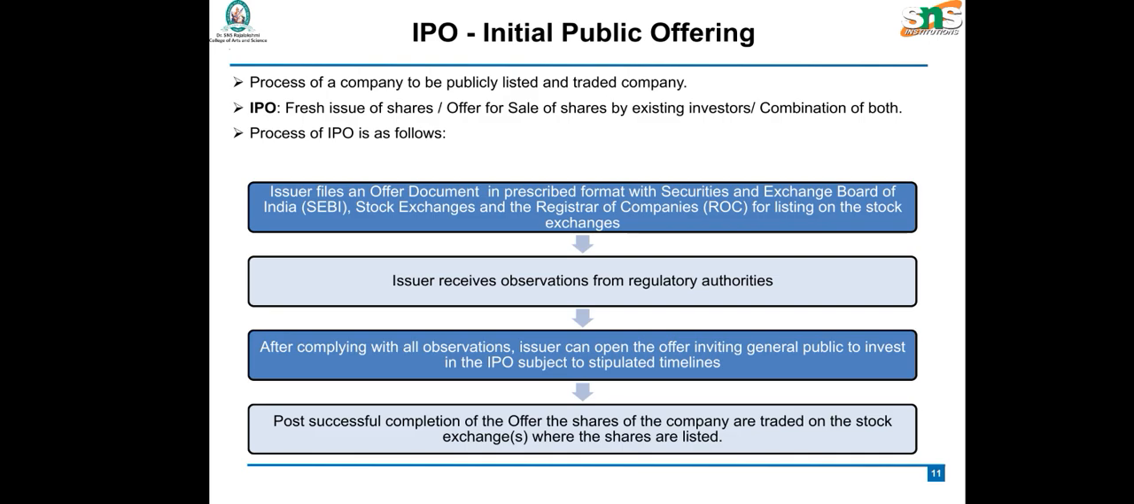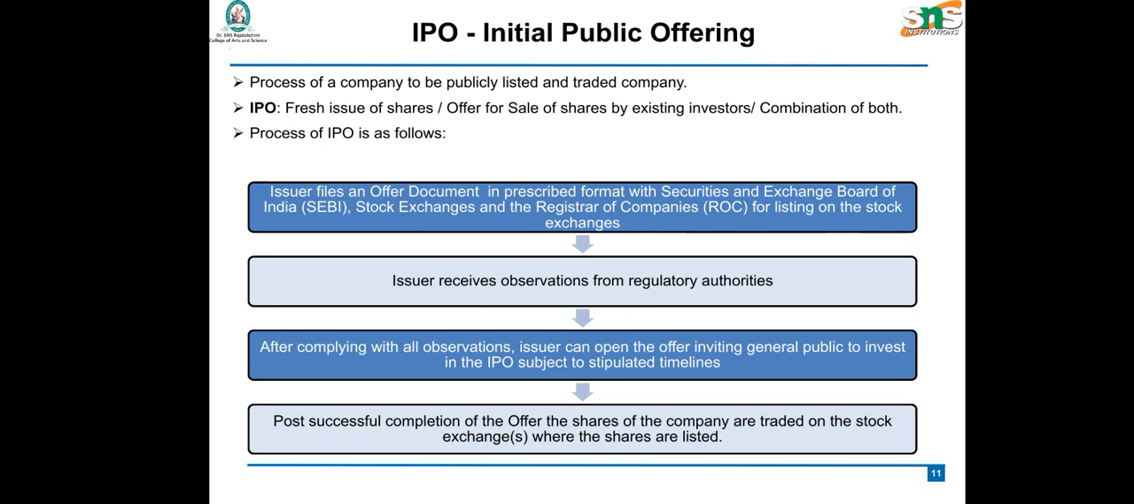This slide depicts the initial public offering, some of the features. Process of a company to be a publicly listed and traded company. IPO is a fresh issue of shares, offer for sale of shares by existing investors, or a combination of both. Process of IPO is as follows. This diagram shows the process of IPO.